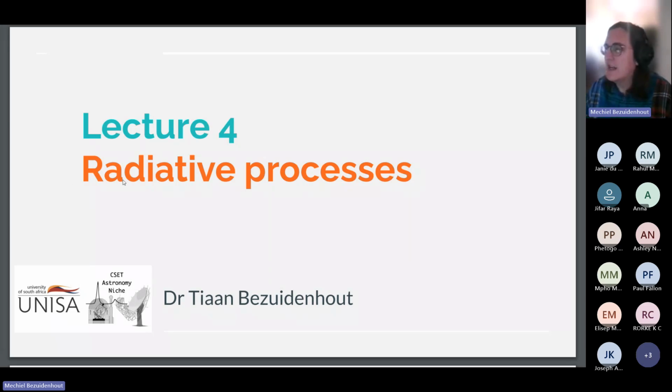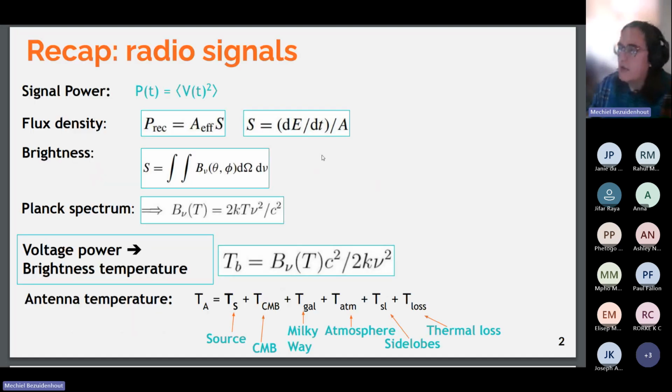So what better way to get us back into the spirit of radio astronomy than a nice chat about radiative processes. So that's the mechanisms by which radio emission is produced in the universe. Before that, let's do a quick recap of what we talked about in the last lecture, which was all about radio signals.